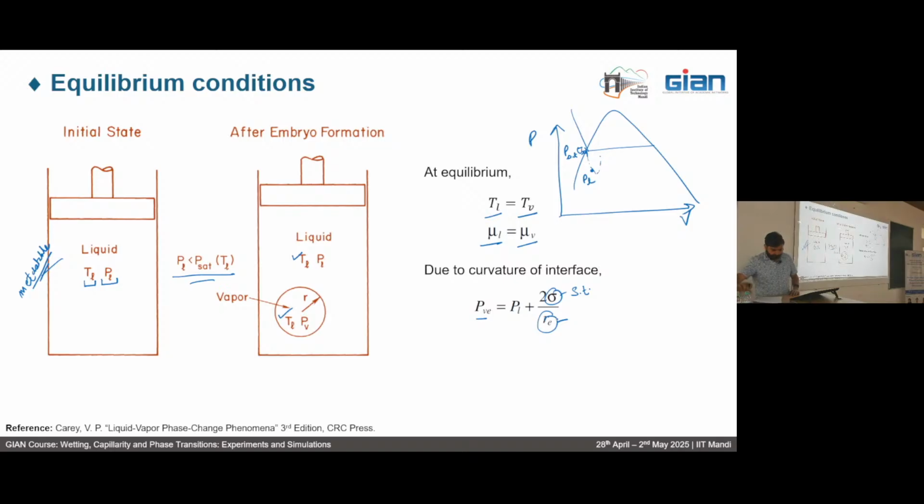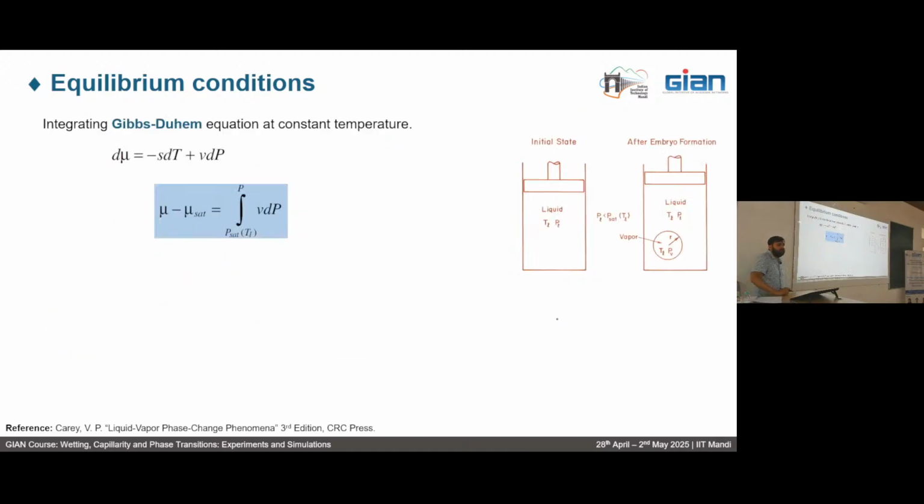Now, considering the Gibbs-Duhem equation, which relates the three thermodynamic state variables, mu, T and P. We are integrating this Gibbs-Duhem equation at constant temperature, because we know the temperature of the vapor is equal to the temperature of the liquid, TL. So the dT term would vanish and we are just left with d mu is equal to V dP.